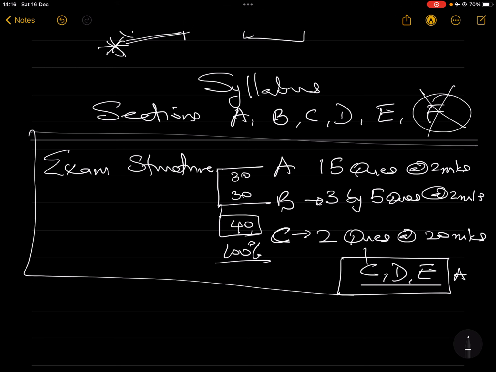My style has always been: don't underestimate anything, cover the syllabus. There is no reason why you should leave any part of the syllabus uncovered. You should be very comfortable with all parts of the syllabus.